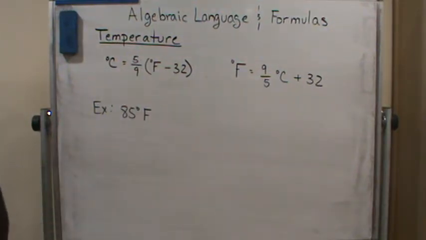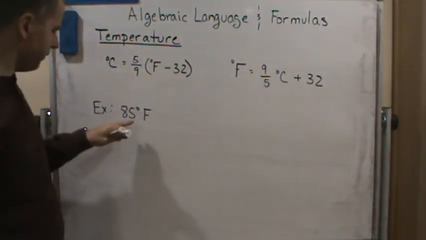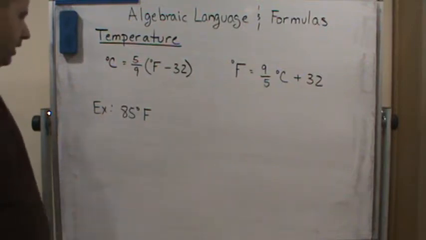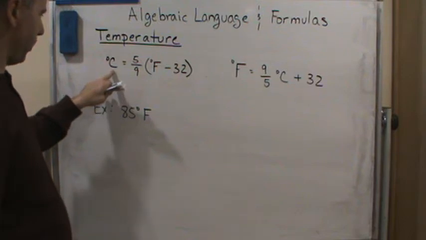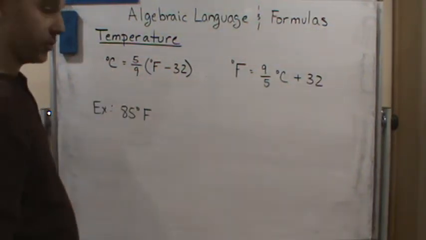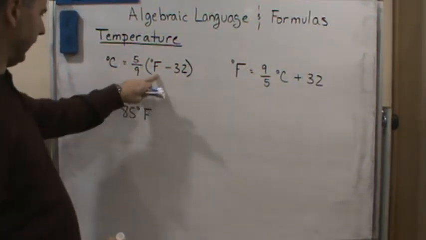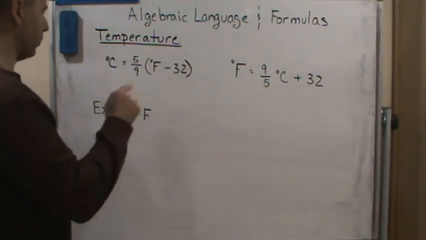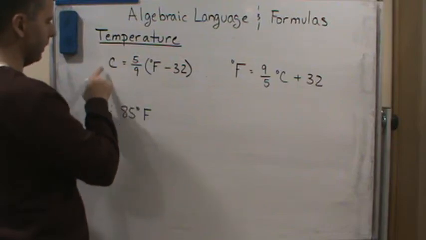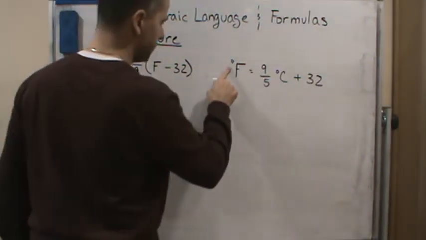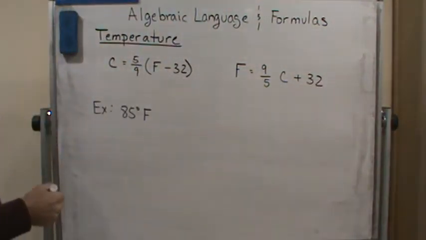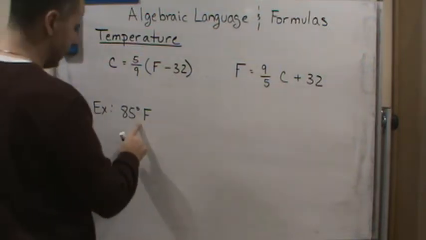So here's the example I want to do. Let's say you're given 85 degrees Fahrenheit and you want to know what that is in degrees Celsius. Since this is the formula that gives it to us, we're going to plug F in here. So step one is to plug in 85 degrees Fahrenheit for F. And by the way, sometimes we don't need the degrees on here. We could just use C and F as variables.